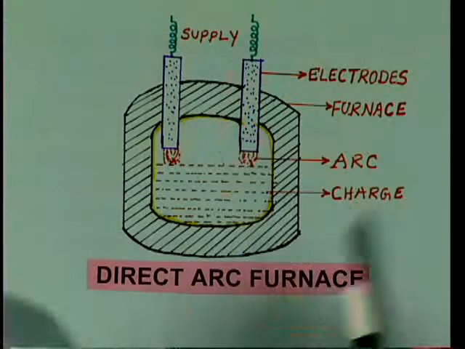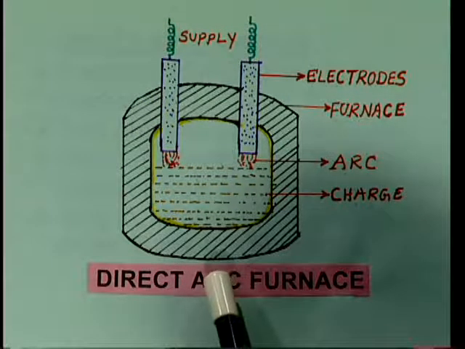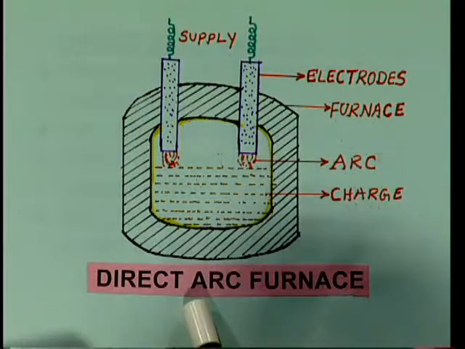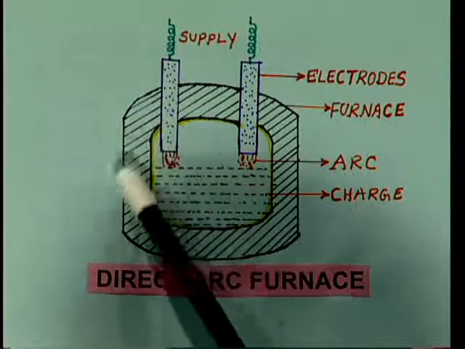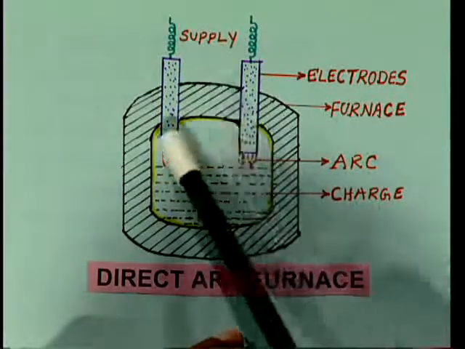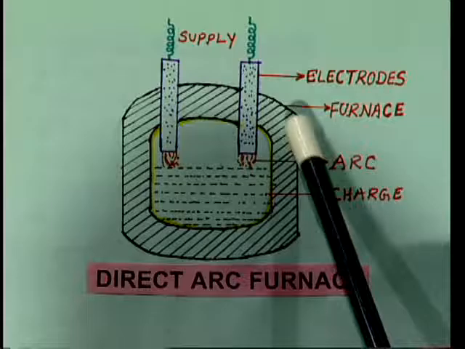So now let us see through this picture how the arc furnace will function or melts the iron ore material into liquid stage. There are two types of furnaces, direct arc furnace and indirect arc furnace. In a direct arc furnace, the total is a closed chamber, opened only at two places to insert the electrodes, and this is made of cast iron.